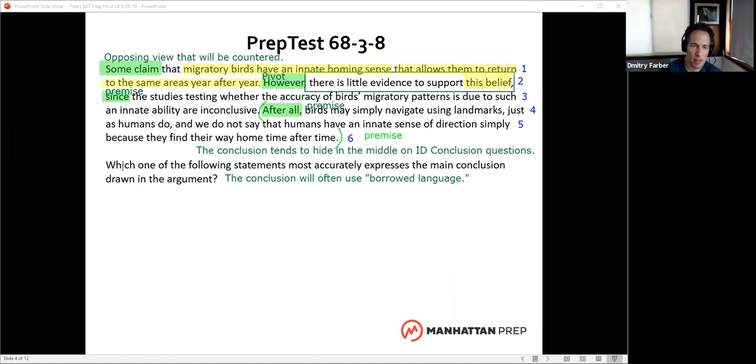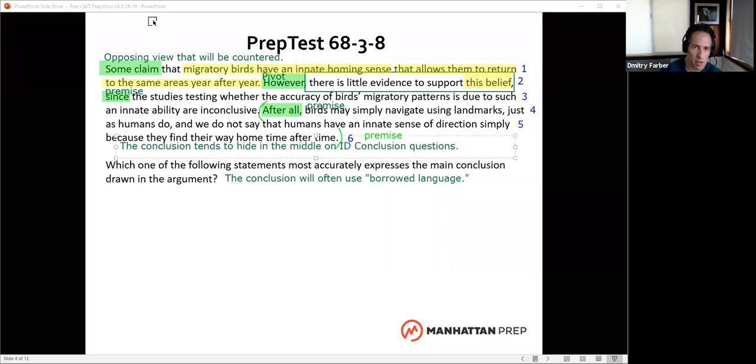So it's a common structure. I'm going to put it here so you can still see it when we're looking at the answer choices. Some people think X, that think something, but they're wrong. Here's why.